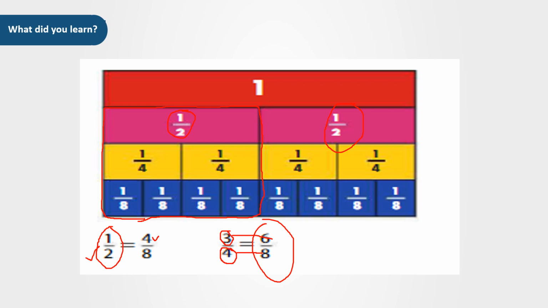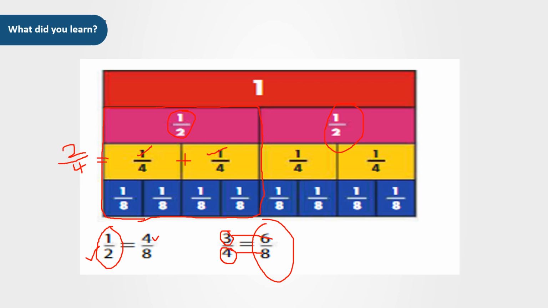So just look, the pink part is equal to 2 yellow parts, right? So 2 yellow parts, 1/4 plus 1/4 will be equal to what? Quickly tell me. 1 plus 1 makes what? Excellent. 2, and the denominator will be the same. So this is the fraction for the yellow part. 1/4 plus 1/4 equals 2/4. So you can write 1/2 is equal to 2/4.